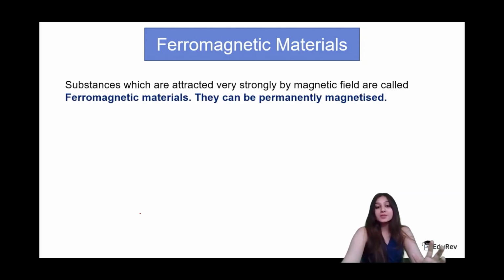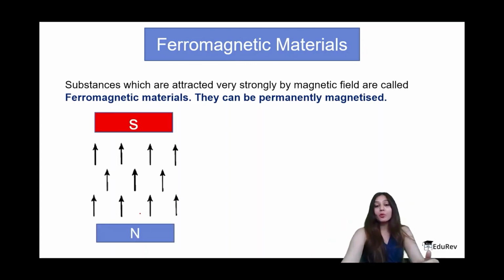Now we have ferromagnetic substances. Now what is the case of ferromagnetic substances? These substances are attracted very strongly by magnetic fields, okay, and they are permanently magnetized. So unlike what happened in case of paramagnetic, they are permanently magnetized, and the magnetic moments are arranged completely in the direction of the magnetic field which is applied, okay?